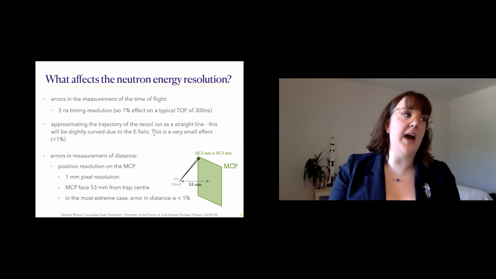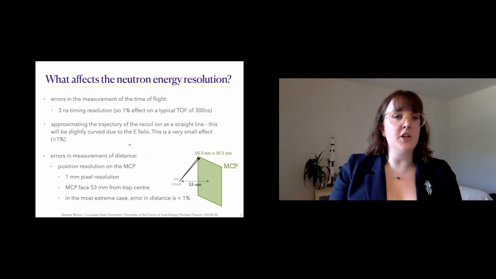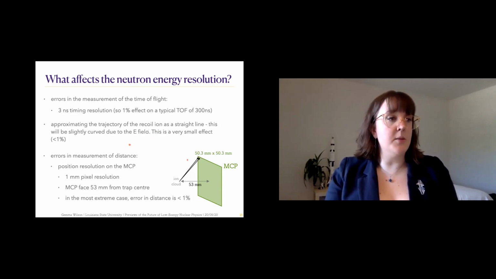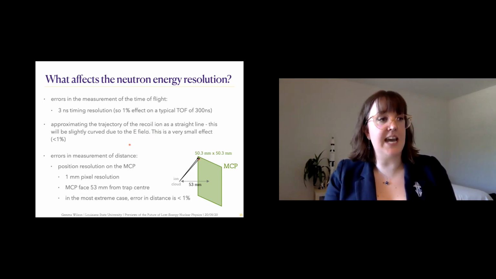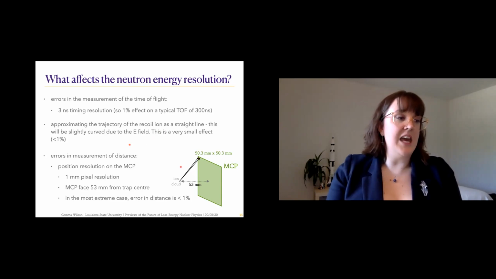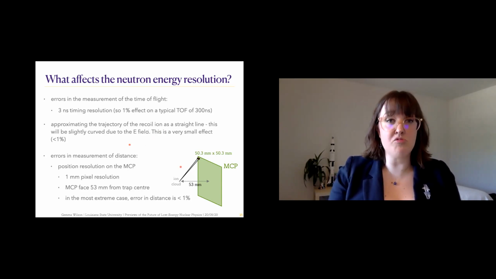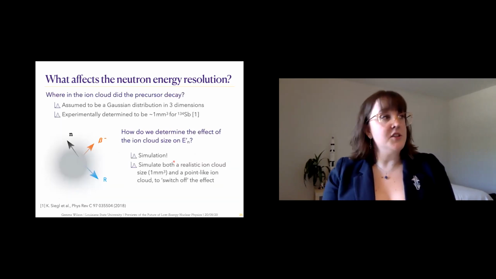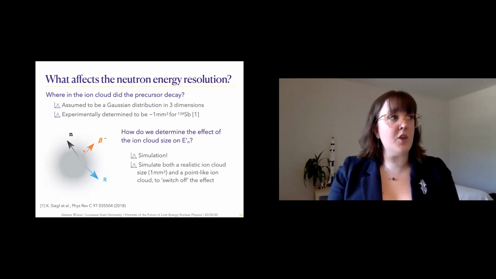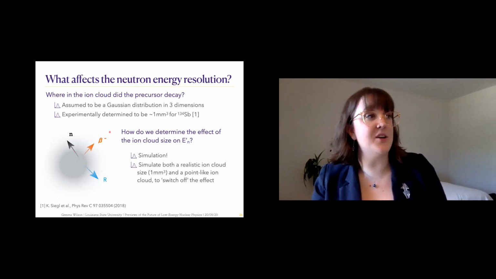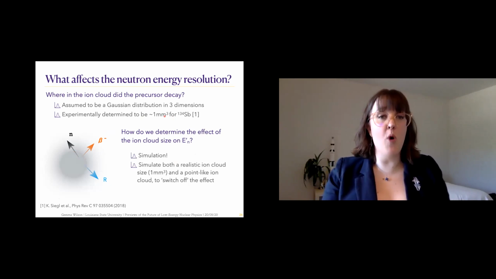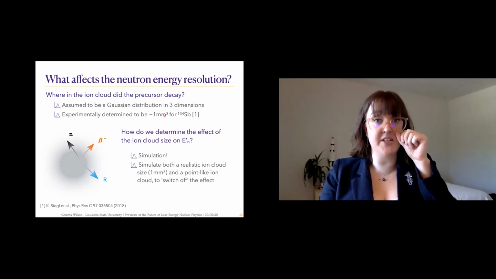And then there are also errors in the distance measurement. There's a position resolution on the MCP of 1 millimeter, and in the most extreme case of detecting an ion in the corner, it gives an error of less than 1%. So these are all really small effects. But the big effect is the ion cloud. We don't know where the decay happened within the ion cloud. We're assuming that the ion cloud itself is a Gaussian distribution in 3 dimensions, and it was experimentally determined to be around 1 millimeter cubed for antimony-134.